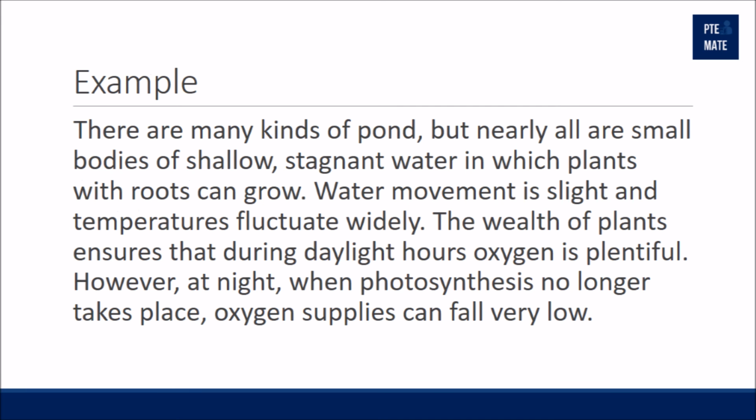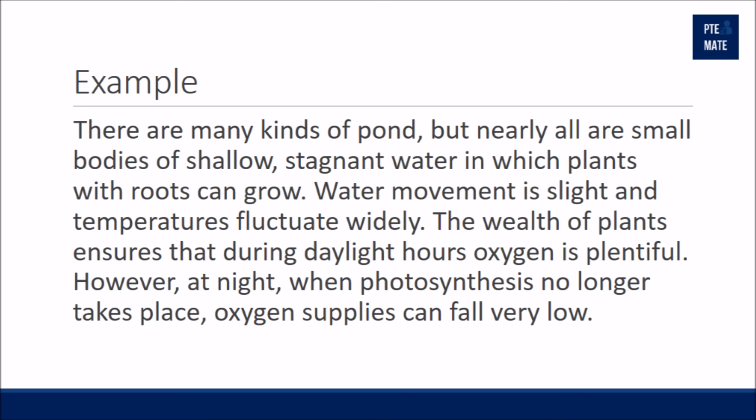Let's look at this sentence. Right, now I'm going to read it at a natural pace and slowly. There are many kinds of pond, but nearly all are small bodies of shallow, stagnant water in which plants with roots can grow. Water movement is slight and temperatures fluctuate widely. The wealth of plants ensures that during daylight hours, oxygen is plentiful. However, at night, when photosynthesis no longer takes place, oxygen supplies can fall very low. Notice the pauses. Let's go to the next slide.